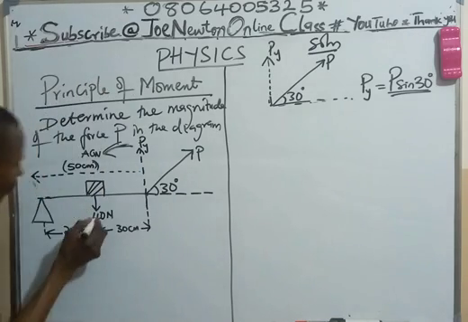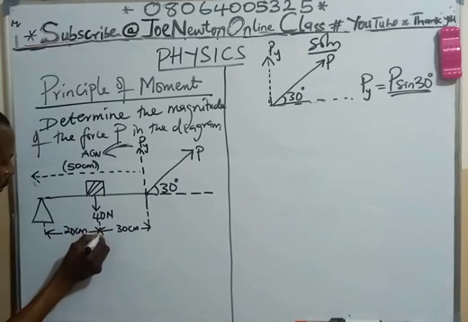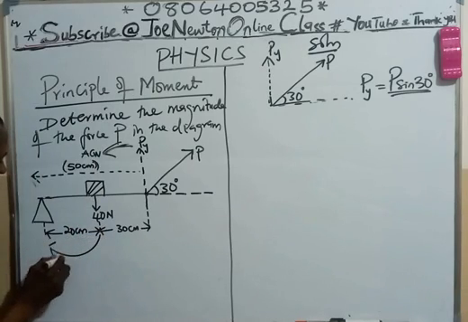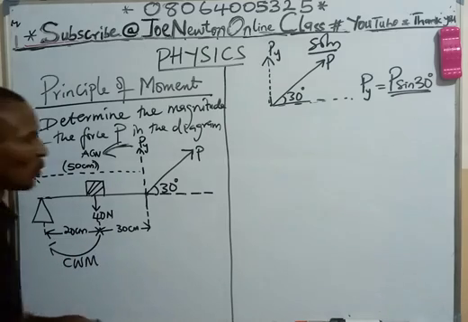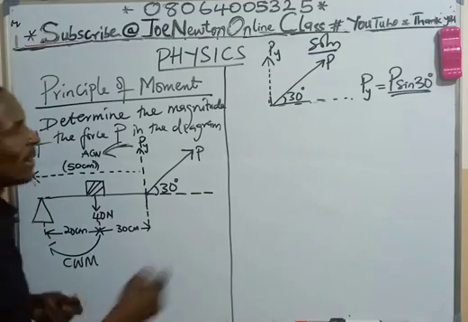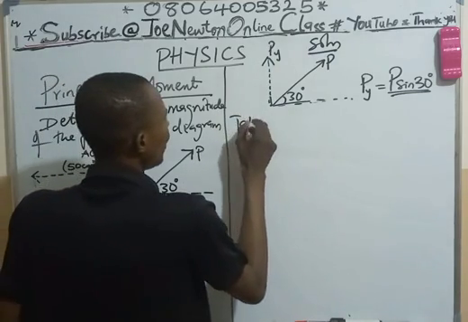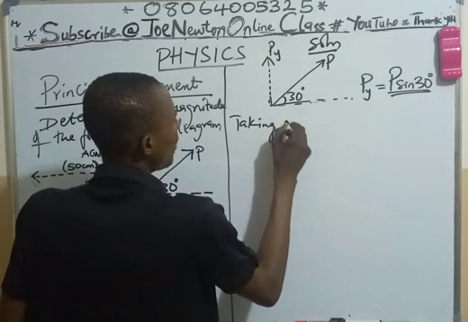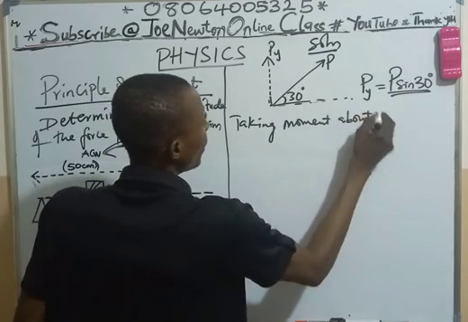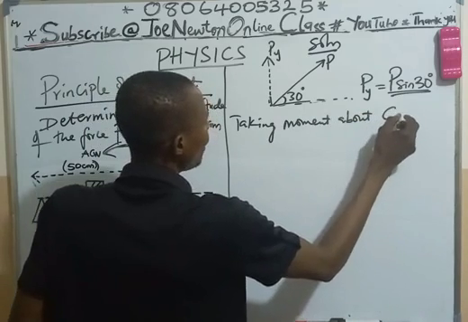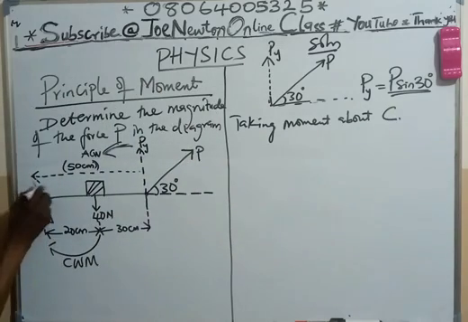Then this weight of 40 Newton should act this way as the clockwise moment. So this is the analysis we need to do there. So taking moment about point C, the pivot. Let me call the pivot C here. Let us label the pivot C.